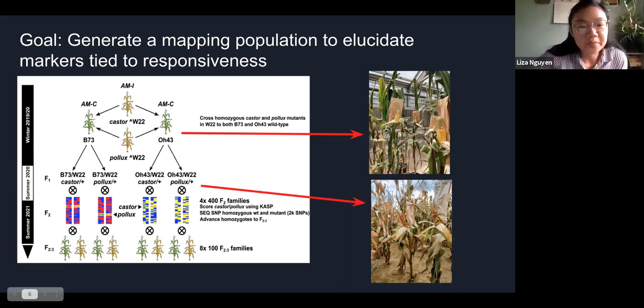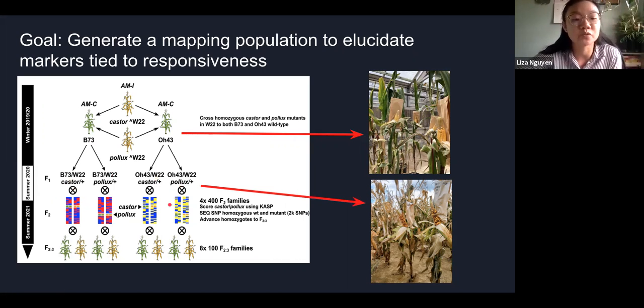So this summer, we'll be planting this F2 seed and we'll be identifying wild type B73 and Ohio 43 plants, which will be mycorrhizae susceptible, as well as homozygous mutants for castor and Pollux, which will be mycorrhizae resistant. So by identifying these individuals, we'll self them down one more time and create F23 families, which can then be used in field trials to evaluate mycorrhizal performance.